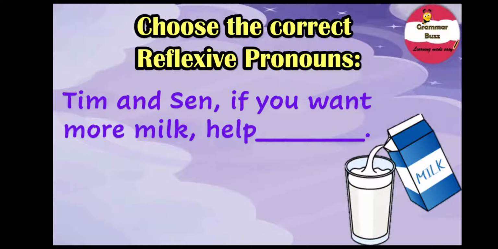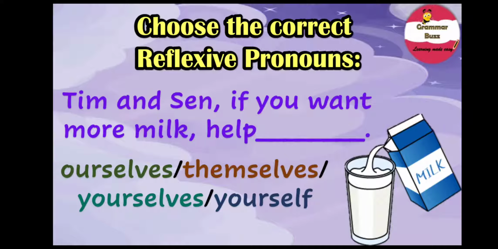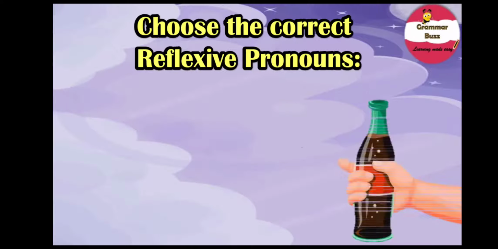And it says, Tim and Sen, if you want more milk, help. Tim and Sen, if you want more milk, help. And your options are ourselves, themselves, yourselves, yourself. So, which is the correct one? Which option would you choose? Have you chosen it already? I think you have. And the correct one is yourselves. Tim and Sen, if you want more milk, help yourselves. Great job! Well, here comes the next one for you.